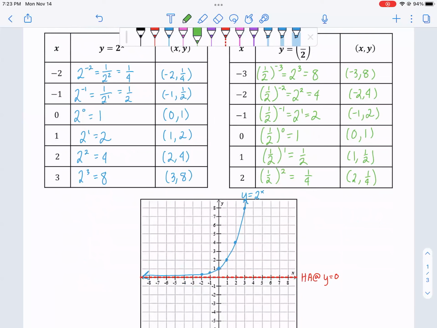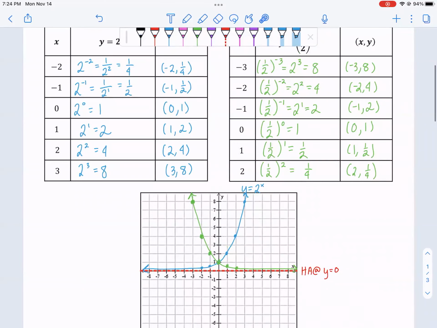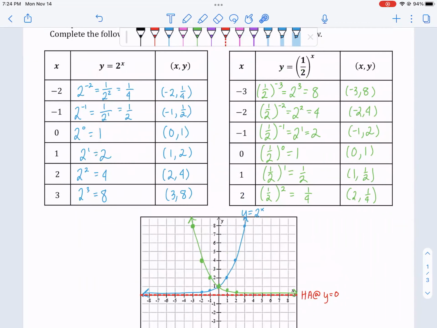I'm going to go ahead and plot the points. So you'll see something interesting. This guy looks a little bit different. He's still going to have a horizontal asymptote at y = 0, but he no longer goes from being small to being big. He goes from being big to being small. And it's also interesting that if you look at these y values from 2 to the x, the y values from 1/2 raised to the x are the same values in reverse. And that's not a coincidence.